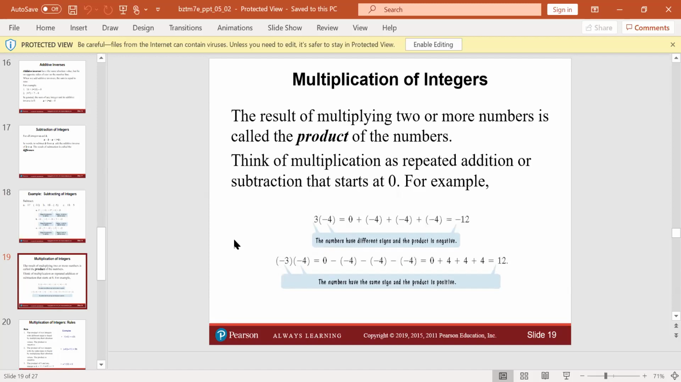Now, multiplication of integers. In this course, we review multiplication only in the sense that we talk about how you multiply signed numbers. What do you do if one number is positive, one number is negative? What do you do if they're both positive? What do you do if they're both negative? That's all we cover. The actual theory behind multiplication, we come into this course assuming you know that.